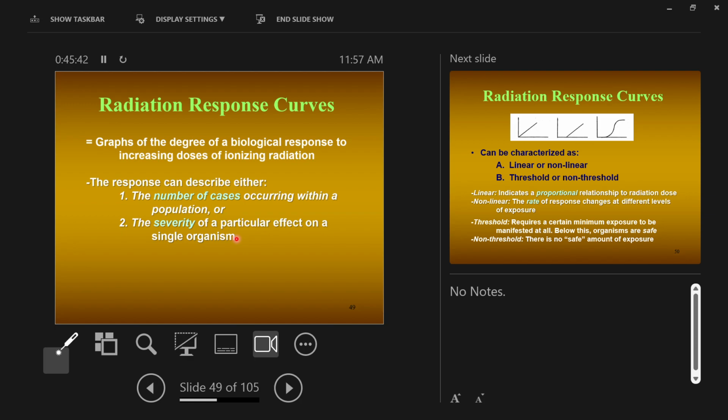We're also going to be able to discuss the levels of exposure and how the number of incidences of, for example, cancer in a society go up. As exposure on average goes up in a society, we'll be able to say how many more people on average develop cancer, how many more people on average have birth defects, right? We'll be able to talk about things as number of cases occurring within a population or severity of an effect to a particular organism. All right, go ahead.